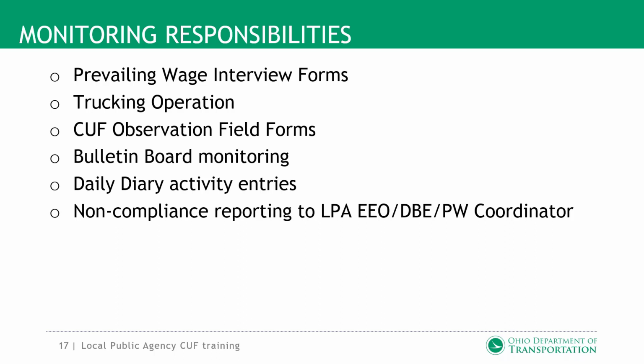And any non-compliance that an inspector may see on site, they should be reporting that immediately to the LPA EEO DBE prevailing wage coordinator. That individual then would start just looking into everything, trying to make sure that everything lines up the way it's supposed to, and if it doesn't, they can start corrective action plans and contacting the prime contractor to indicate if there are some violations going on that are being observed on the project.